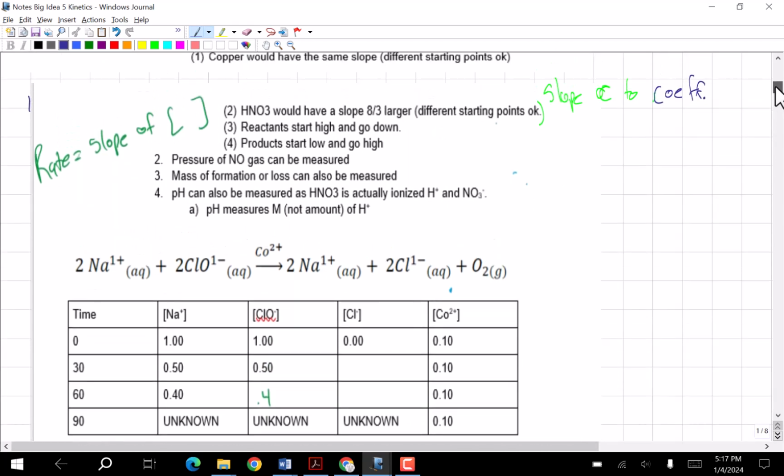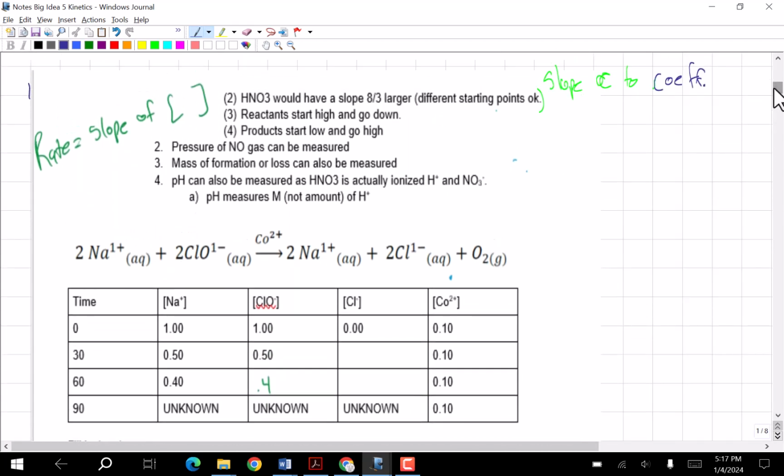Pressure of NO gas can be measured. So that's a pretty easy device to do that. We just have pressure gauges for it. Mass of formation or loss can also be measured. pH can also be measured, as HNO3 is actually ionized H positive and NO3 negative. Remember, it's a strong acid. And pH measures molarity, not amount of H positive.